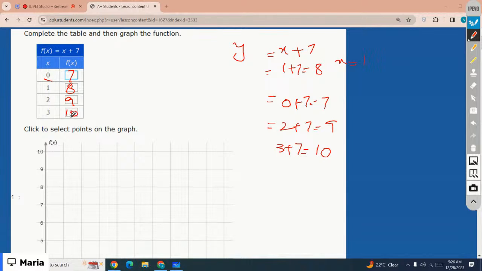Now let's plot these values on the graph. X is 0, y is 7. Here is the point. X is 1, y is 8. X is 2, y is 9. X is 3, y is 10. So you can just join these points and make a straight line. That would be like this. Got it?